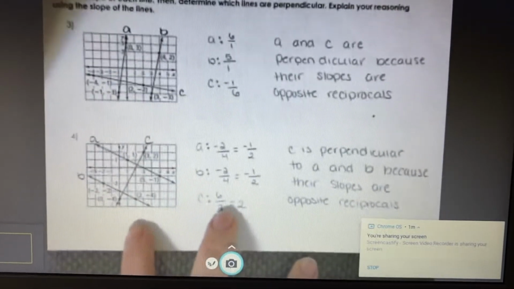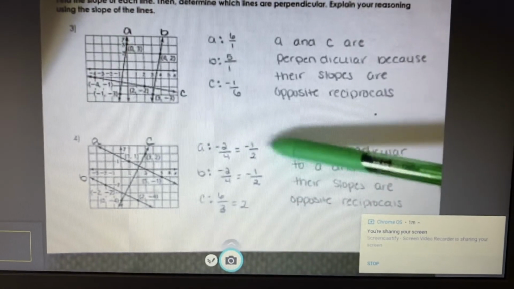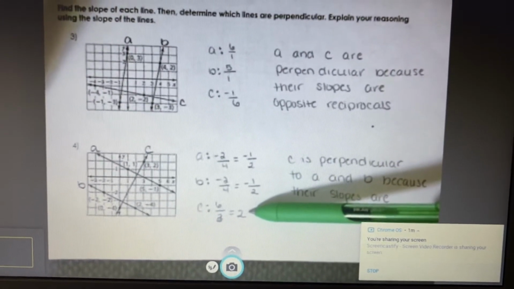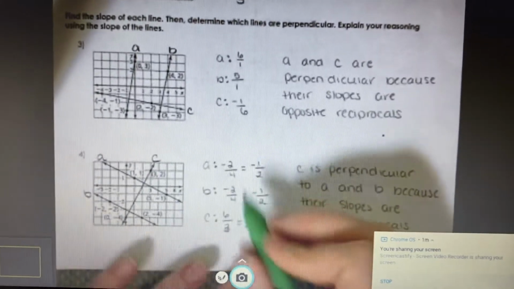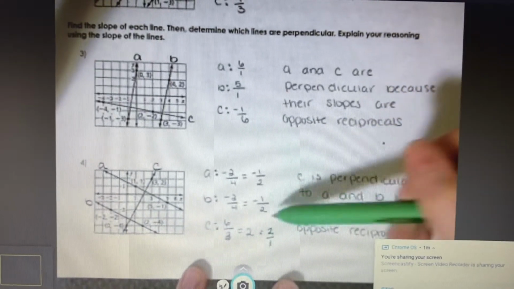In number 4, you should have got that C is perpendicular to both line A and B, because C is going to be opposite of line A and B. It's also the reciprocal, because remember 2, you could write as 2/1, so if we flip the fraction, we would get 1/2.